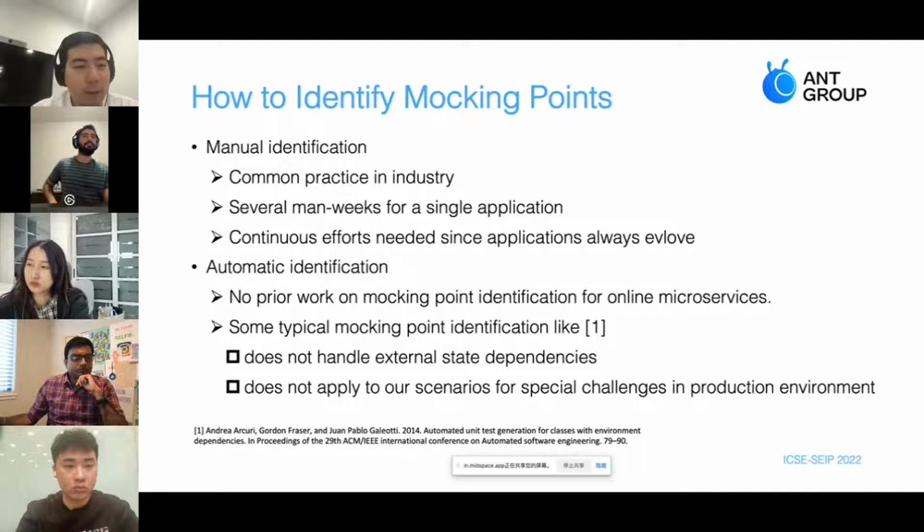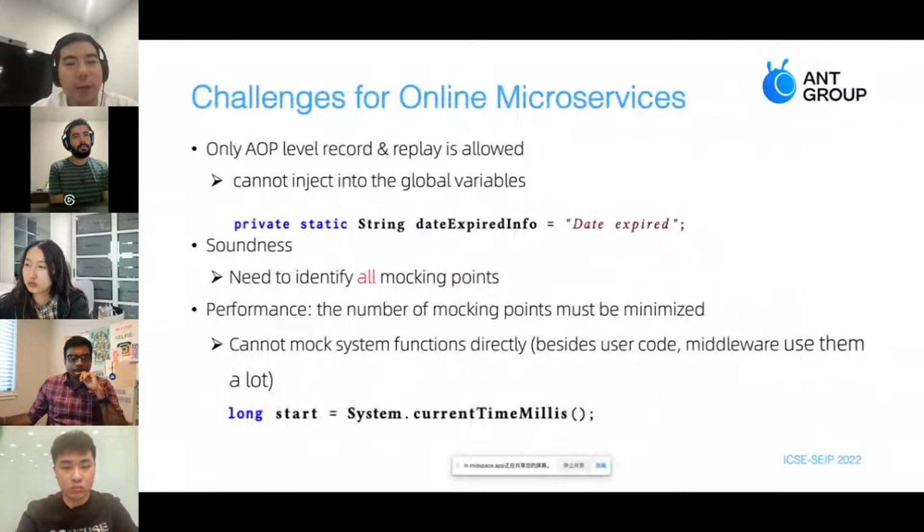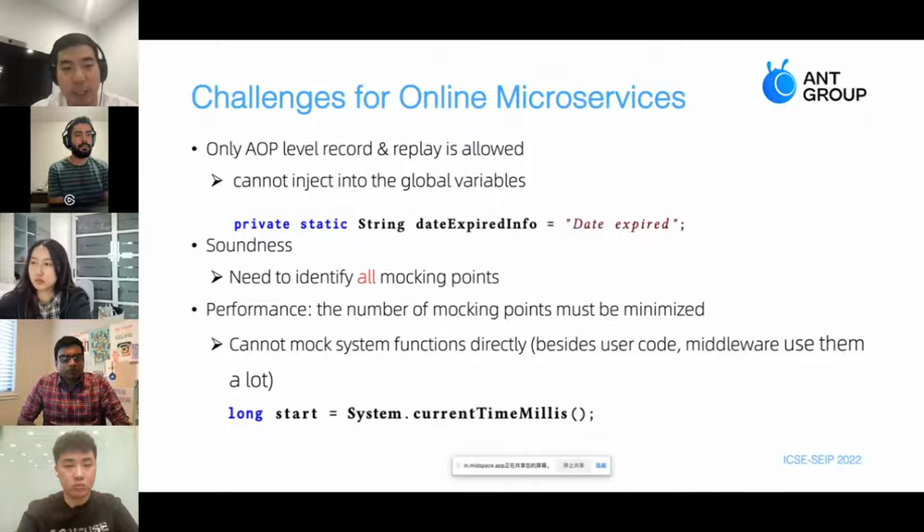There are some automatic mocking point identification approaches, but they are not applicable in the microservices environment, because there are some challenges. The first challenge is that we only allow AOP level record and replay, so we cannot change any value of the static variables in the online environment. Another challenge is that we need to be sound. We have to find all mocking points, because any missing mocking point will make the recorded traffic unusable.